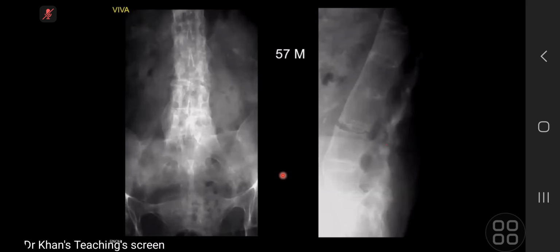And especially in the context of trauma, which might be minor, I would consider that there may be a fracture and have a low threshold for CT.